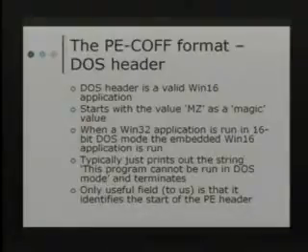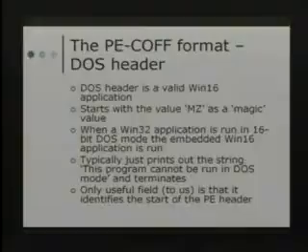So starting off with the DOS header, there's not a whole lot that's really interesting for our purposes. It's actually a valid Win16 executable. If you run it under 16-bit DOS, it's going to print out a string. Typically, the string is user definable, but typically it's going to print out: This program cannot be run in DOS mode.